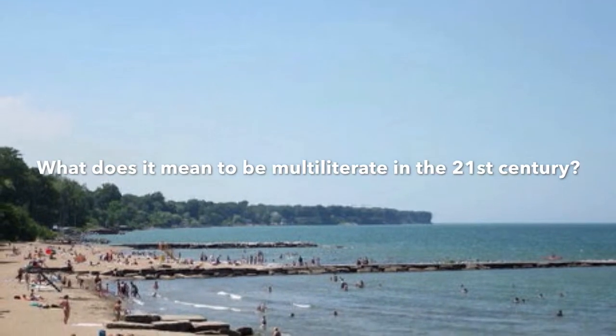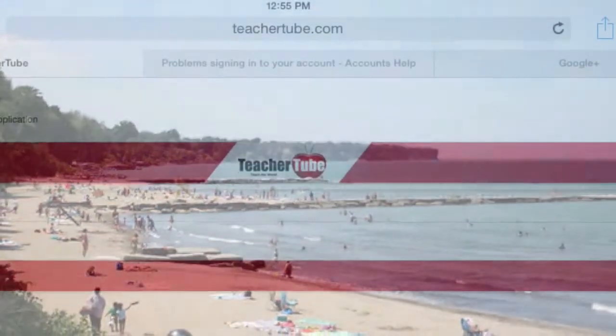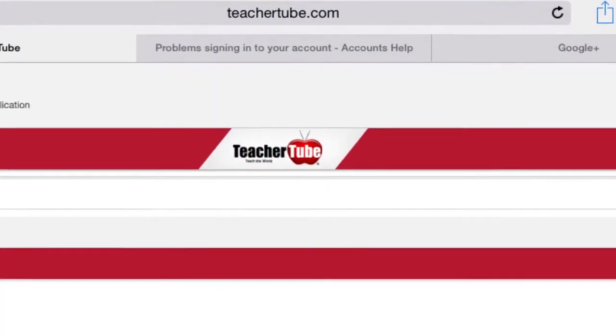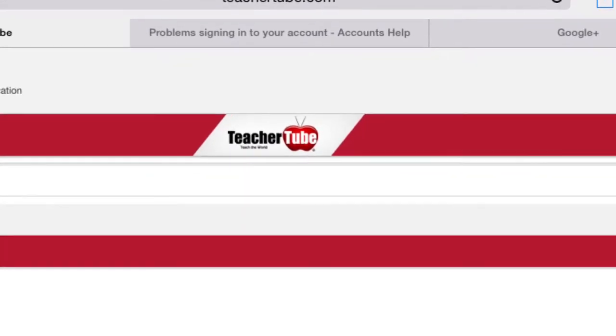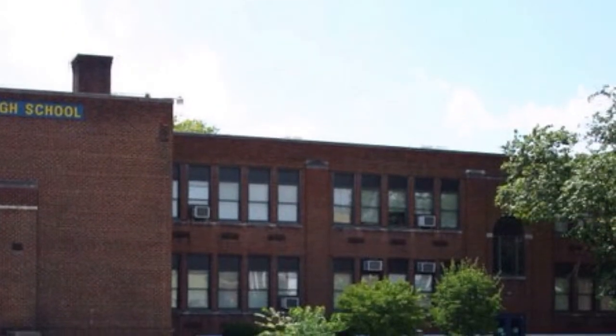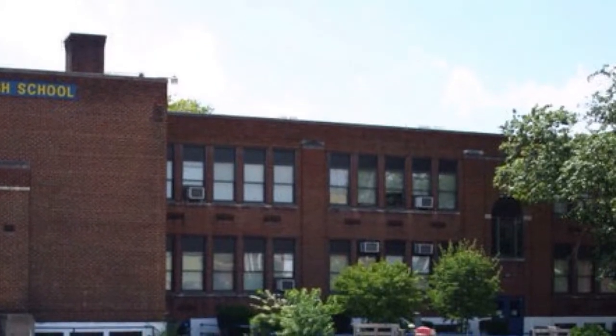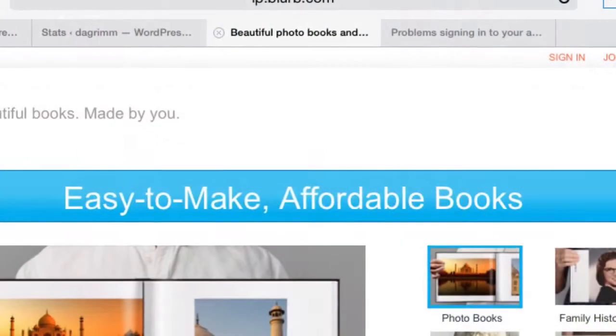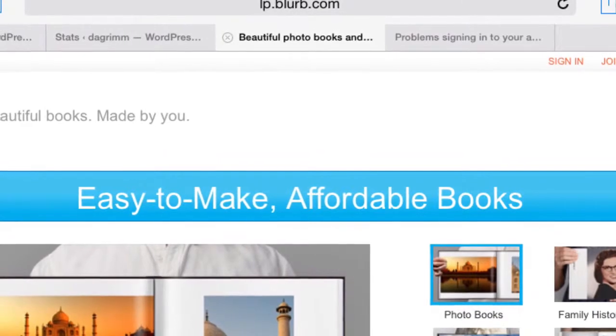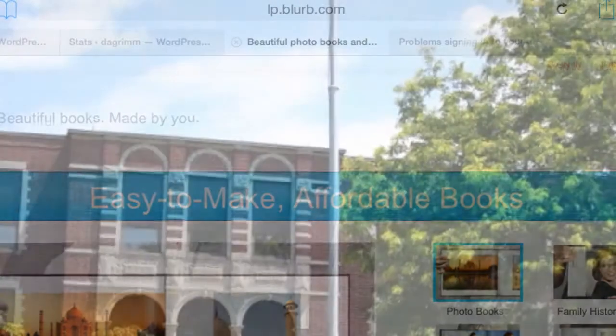What does it mean to be multiliterate in the 21st century? I'm not sure that we can be completely multiliterate because of the constant change in the digital world. However, approaching new discoveries in technology, just like we approach the findings of research, needs to be every teacher's goal in the 21st century.